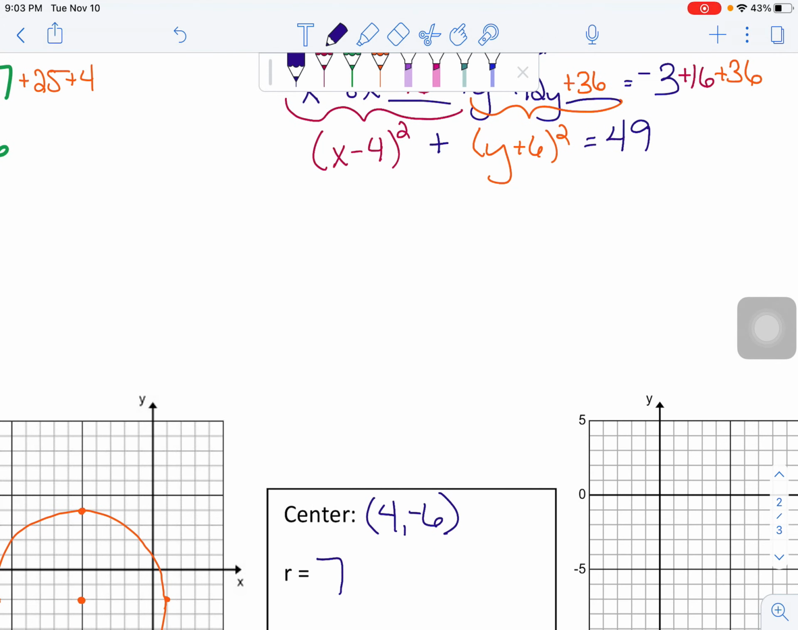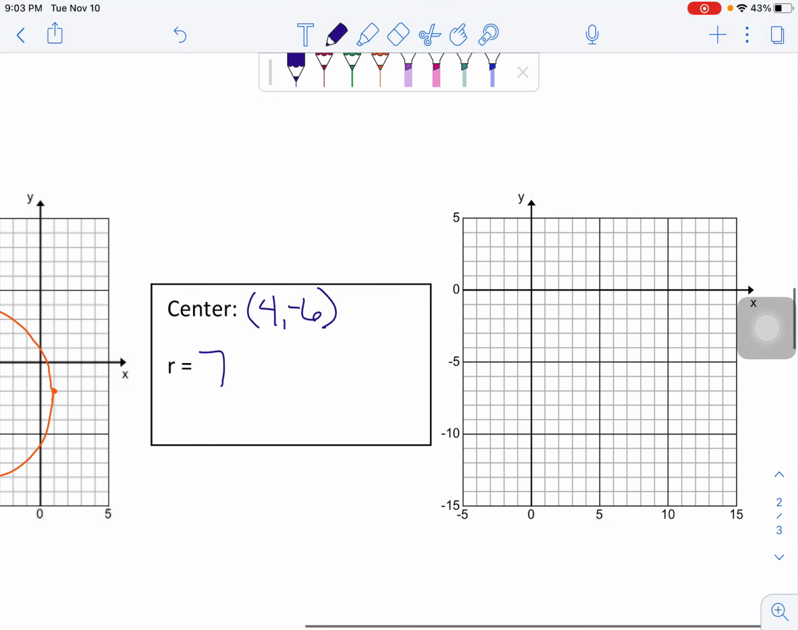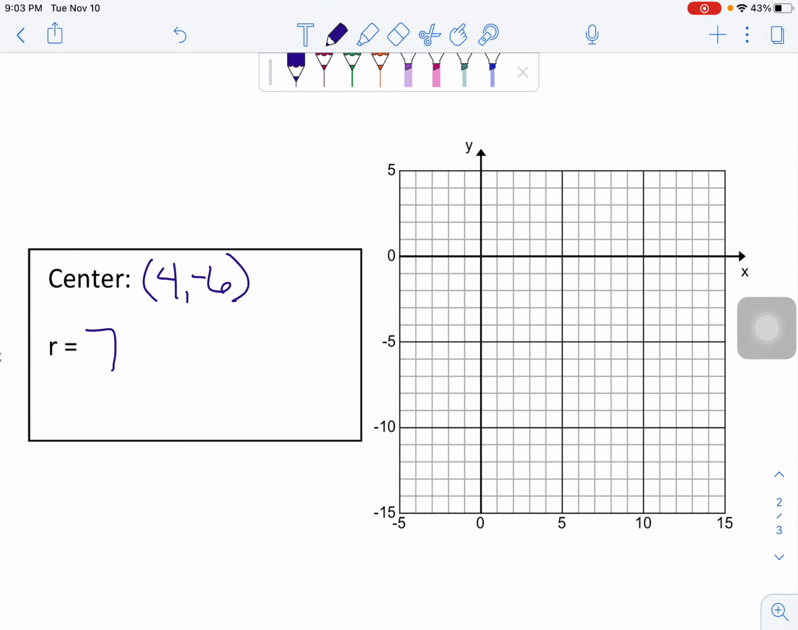7 squared is 49. All right, this is another one where we've moved the graph. So again, be careful when you go to actually graph this, that you find the origin first. So the origin's right here. So I'm going to go positive 4, negative 6, which looks right there.